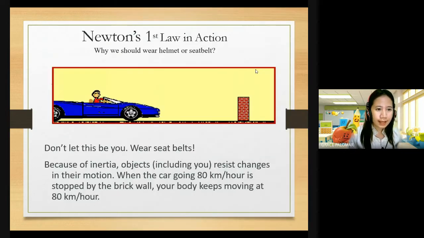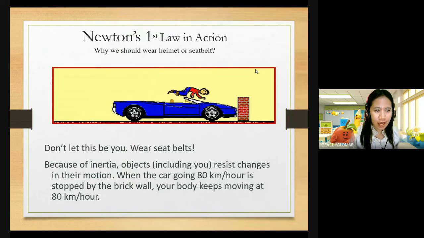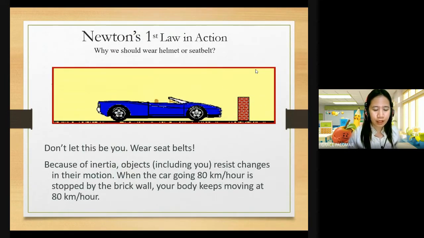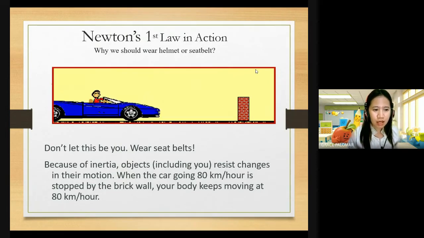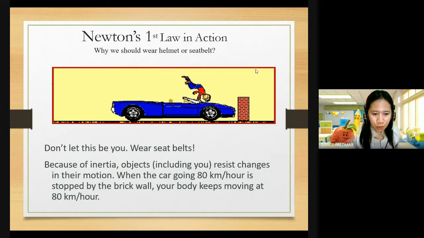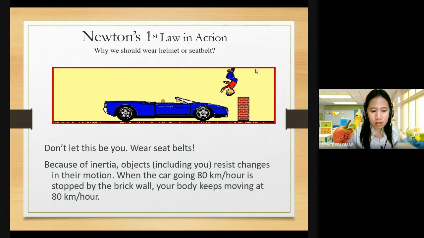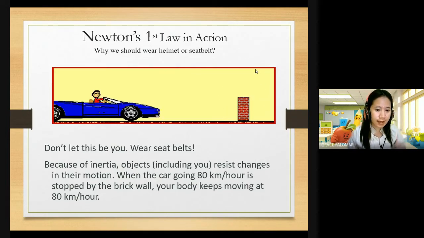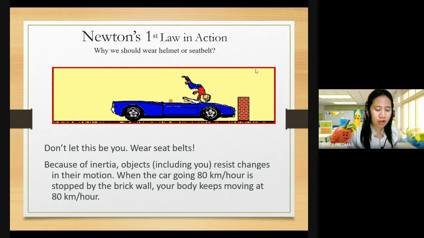Okay. Next, Newton's first law in action. Why we should wear a helmet or seatbelt. Okay, so this is the reason. So don't let this be you, always wear a seatbelt. Because of inertia, objects, including you in it, in this case a car, resist changes in their motion.